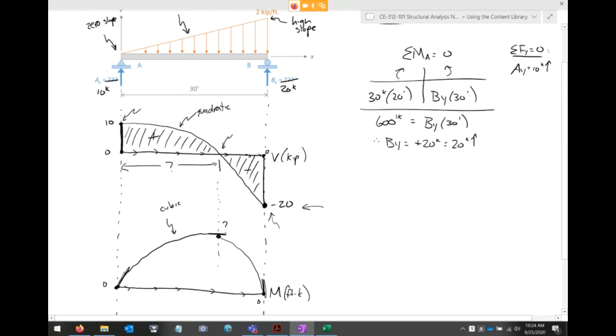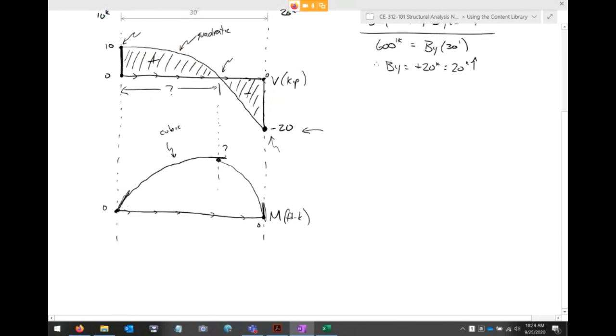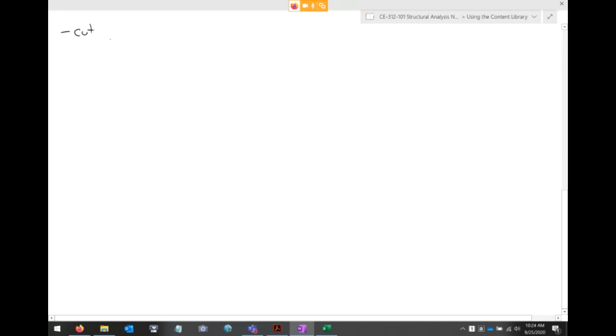Okay. Let's take this beam here. And what I'm going to do is I'm going to samurai sword or lightsaber through the beam at some distance X. Okay. So let's fast forward a little bit. Let's see what that looks like. Okay. So cut a section at X. And we're going to look to the left. This will become much more important later when we start doing deflections.